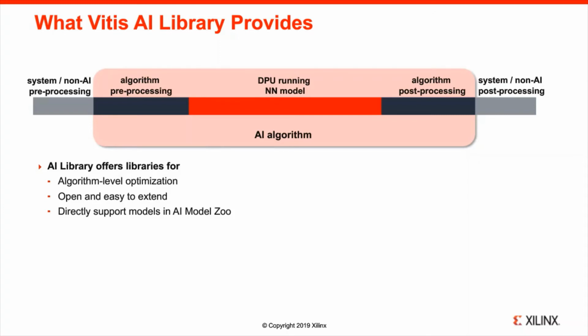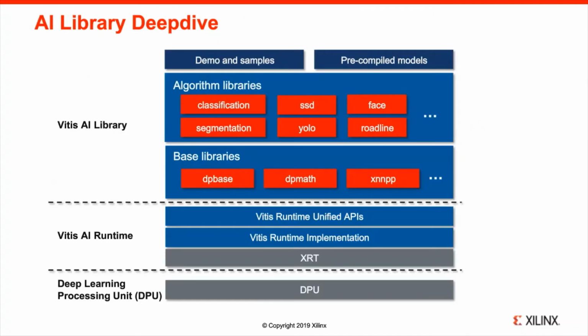And now let's look at some details of the AI libraries. As stated previously, the bottom of the AI libraries would be the runtime level, the Vitis AI runtime. And above that, we have some base libraries, like the DPMap and the XN post-processing. They contain some base mathematic libraries and some typical post-processing techniques here. And on the top level are the algorithm libraries.